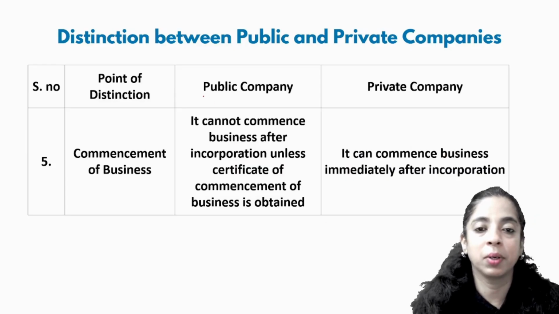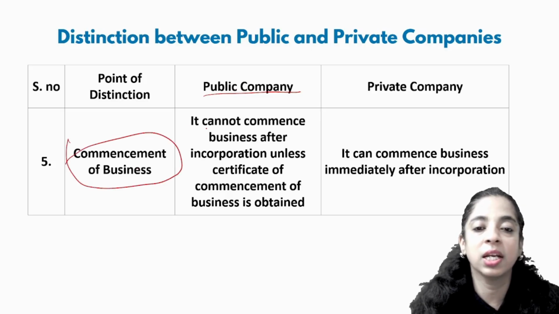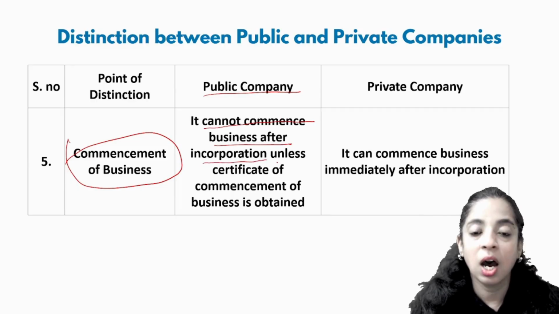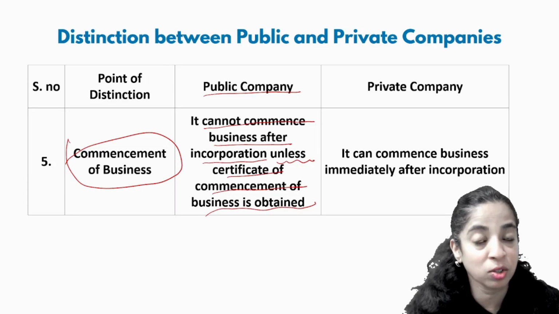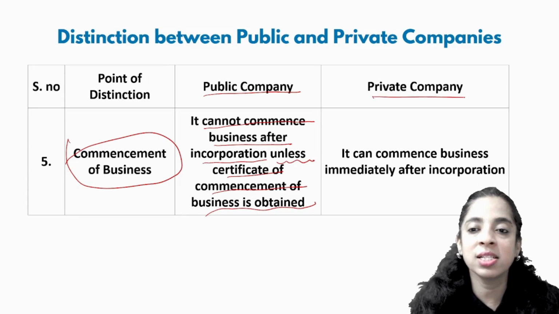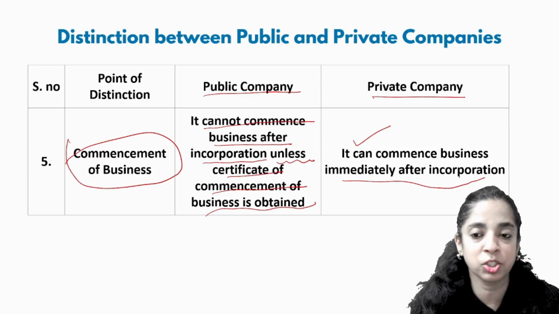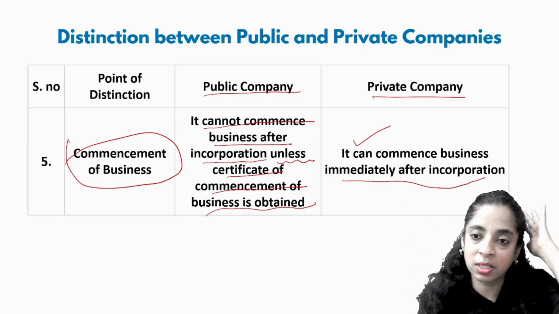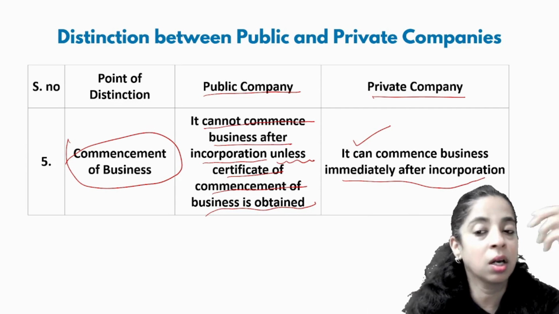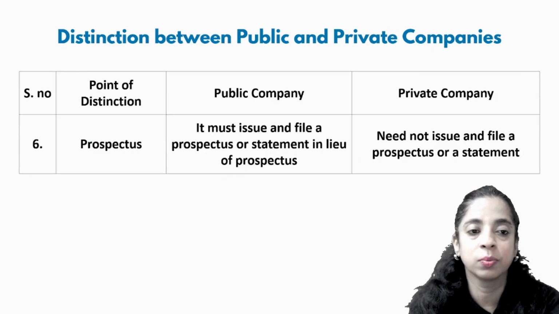Now, public company. When we talk about commencement of business, it cannot commence business after incorporation unless the certificate of commencement of business is obtained from the registrar's office. Whereas a private company can commence business immediately after incorporation. As soon as the company is formed, you can directly start business, start business operations quickly.